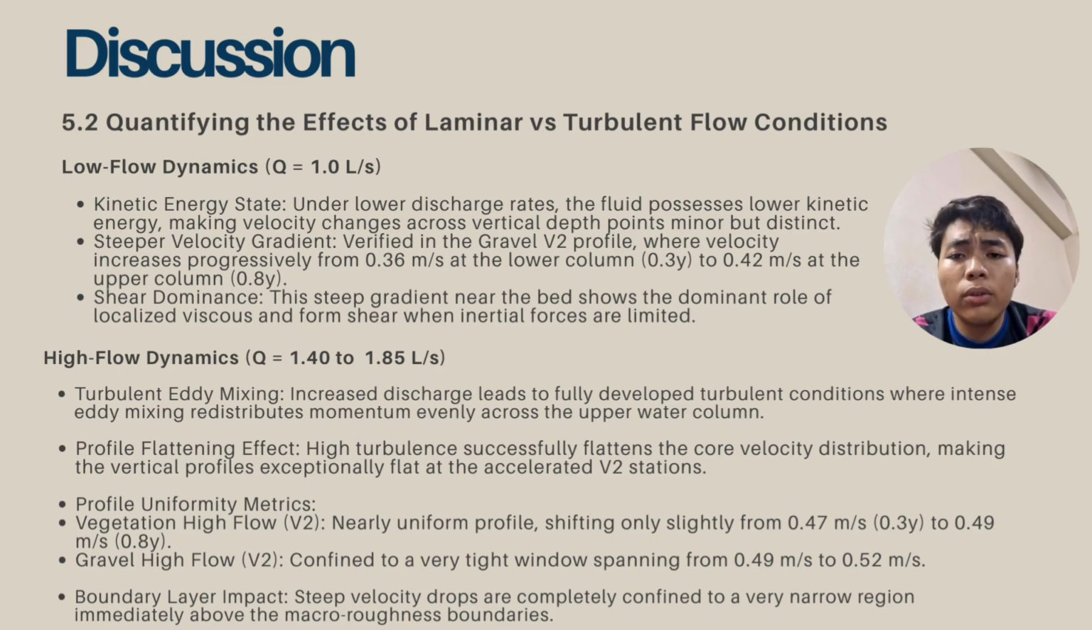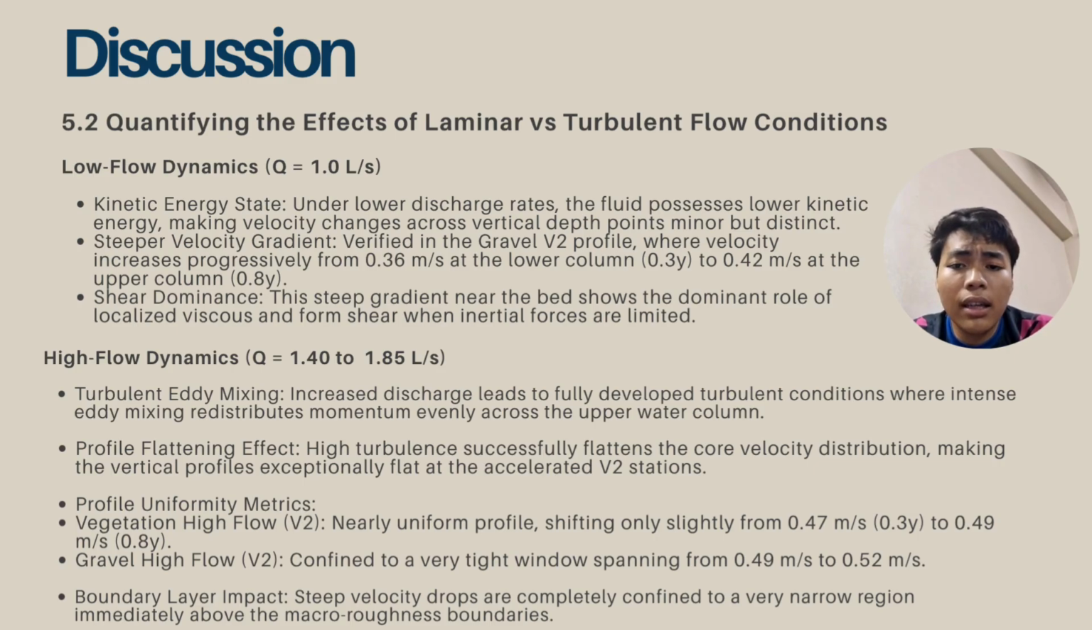Then we move on to quantifying the effect of laminar versus turbulent flow conditions. The overall flow dynamic shifts when moving from low flow to fully developed turbulent high flow conditions. Under low flow dynamics at 1.0 liter per second, the fluid possesses lower overall kinetic energy. Because of this, the velocity changes across our vertical depth points are minor but distinct.